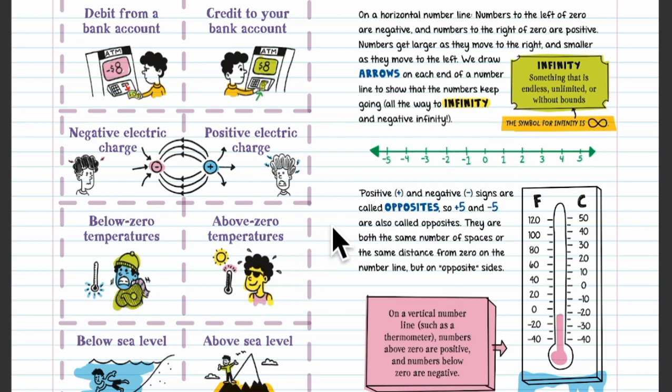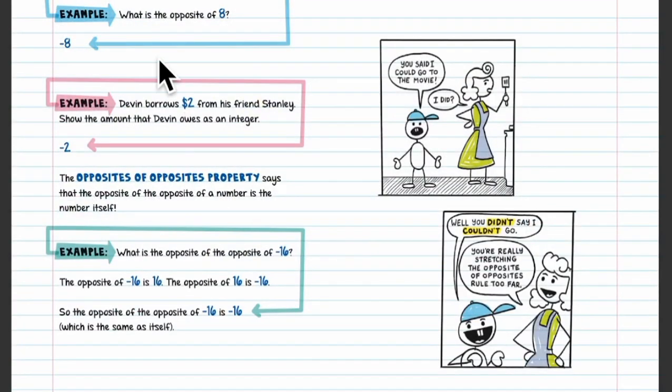Positive and negative signs are called opposites. So positive 5 and negative 5 are opposites. They are both the same number of spaces, or the same distance, from 0 on the number line, but on the opposite side. On a vertical number line, such as a thermometer, numbers above 0 are positive and numbers below 0 are negative. Example: what is the opposite of 8?